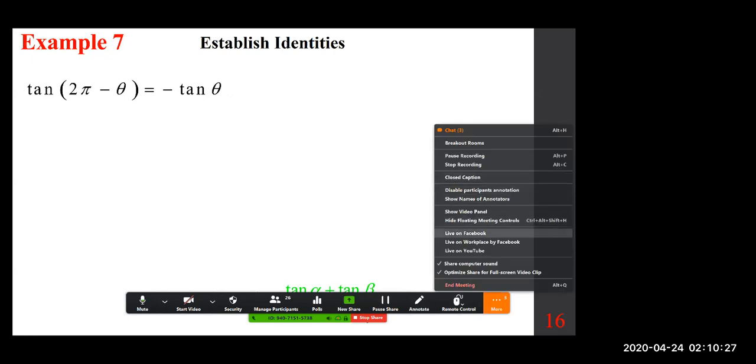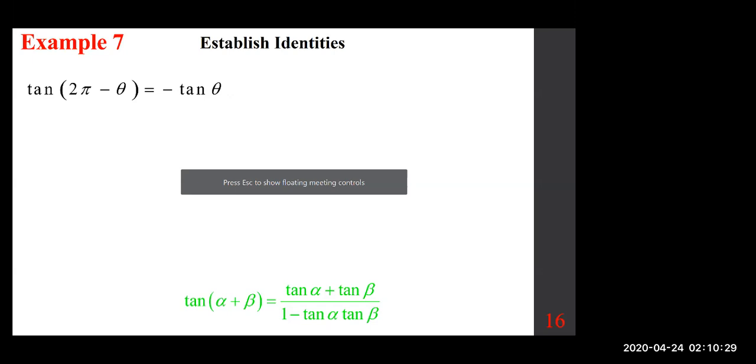Our class, as I mentioned, we have a lot to do. So let's quickly go over the proof of this one again to refresh your memory how these things are done using the bottom formula. So tan of 2 pi minus theta, we are going to write the formula at the bottom. Tan alpha plus tan beta, so that becomes tan of 2 pi minus tan of theta over 1 minus tan alpha tan beta. In this case we use a negative, and I'm going to show you the formula to refresh your memory.